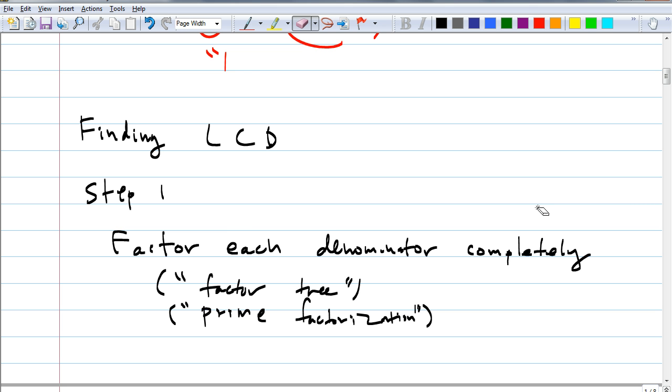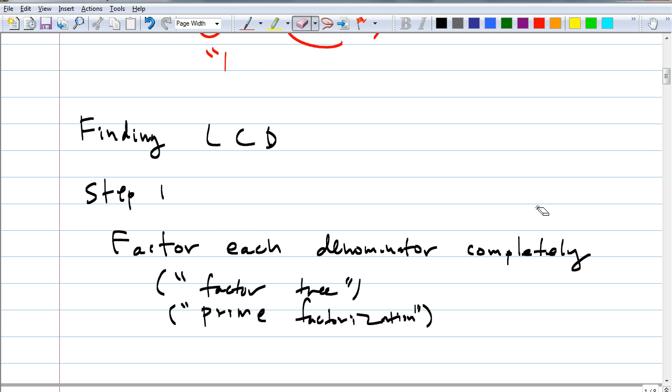So step 1 is kind of like GCF. Remember when we were doing GCF, isn't this what we did too? But step 2 is completely different from GCF. So step 1, you factor each denominator completely. You do a factor tree. We all know how to do that, right?